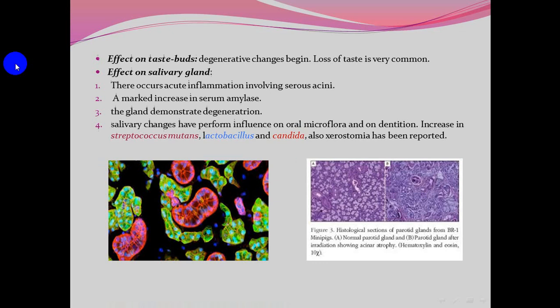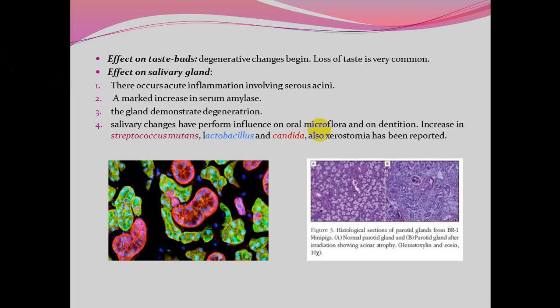The salivary gland has a profound influence on the oral microflora and on the dentition. There is an increase in Streptococcus mutans, Lactobacillus and Candida numbers. Also, we may see xerostomia because of the degeneration of the salivary gland that suffers from chronic exposure to radiation. And these changes represent what happens to the salivary gland under the microscope.